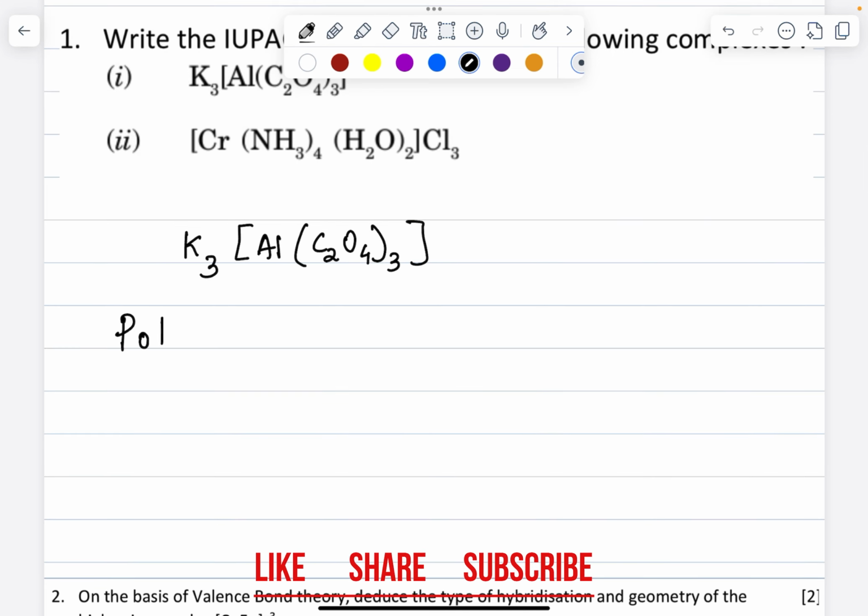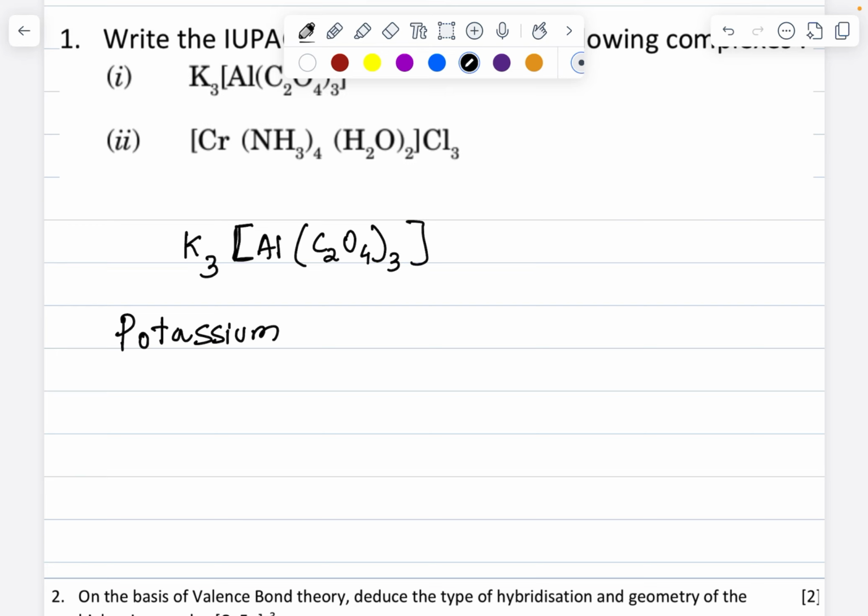So the name of this compound will be potassium, because this is the counter ion which is outside the coordination sphere. You write that first. And again, don't write this as tripotassium even though 3 potassiums are there. Whether it is 1 potassium or 2 potassium, you just write potassium, because it is understood from the oxidation state of the central metal atom and the charges on the ligands how many potassium there are. So over here, this is the potassium. Now comes the coordination sphere.